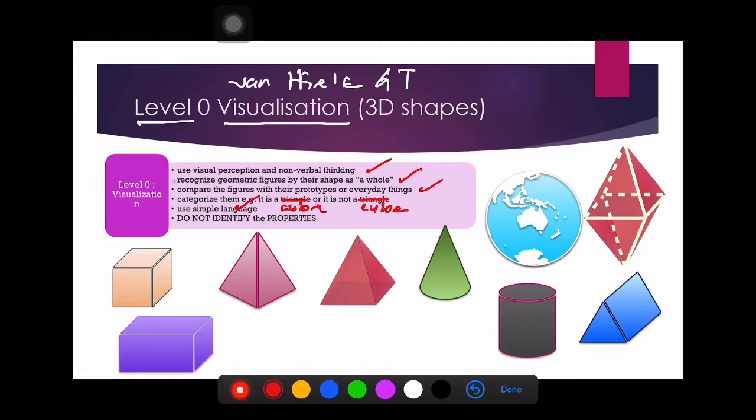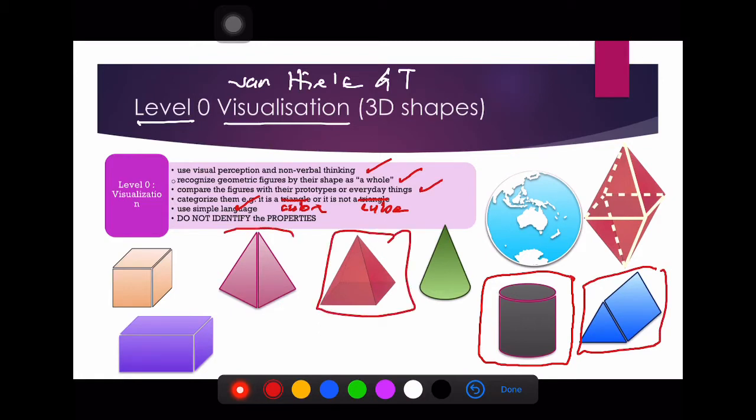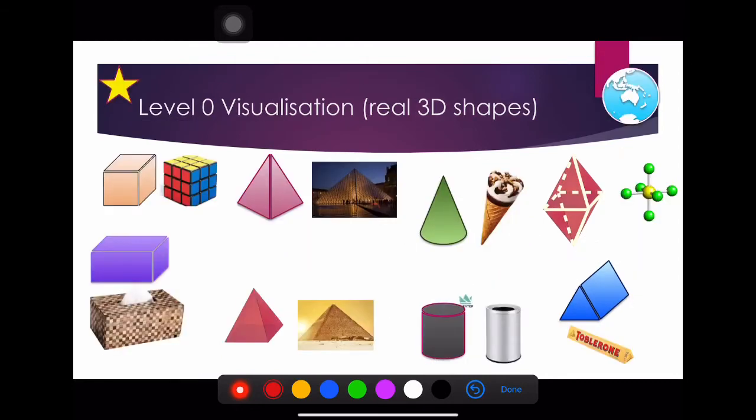So you can see in this picture we have many 3D shapes. Your students say that this is not a cube, this is not a pyramid, this is a pyramid, this is not a pyramid. If that's the case, then you need to ask them, why do you think that this is not a pyramid, and so on. These are items or things in everyday life that they can connect or link to a certain shape.